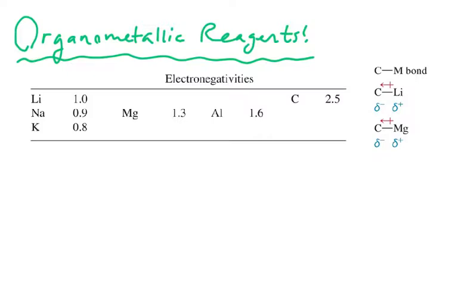So the point of that whole long spiel that I just gave is that these guys are going to be very good at making new carbon-carbon bonds by being strong nucleophiles. And if you remember, strong nucleophiles kind of do SN2-like reactions. But let's get into it. Let's see what kind of organometallic reagents that we have.